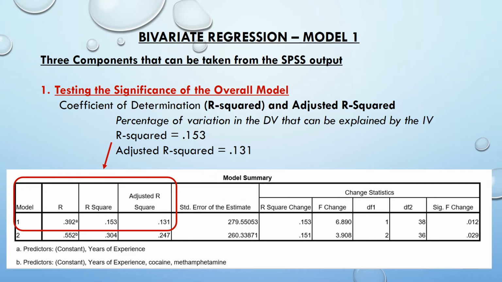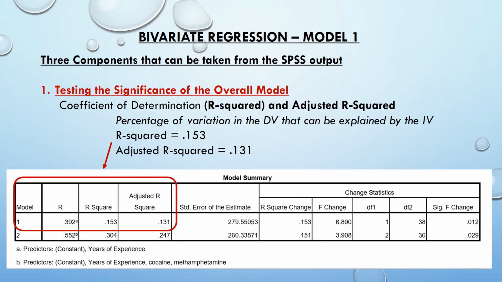So adjusted R squared is 0.131. So that would mean that 13.1% of the variation in money earned from drug dealing can be explained by years of experience. Okay, so that's the technical interpretation.